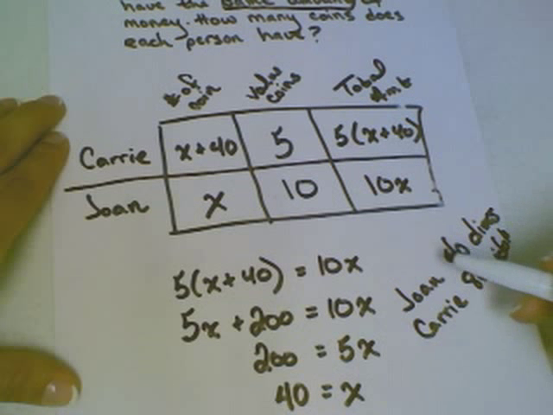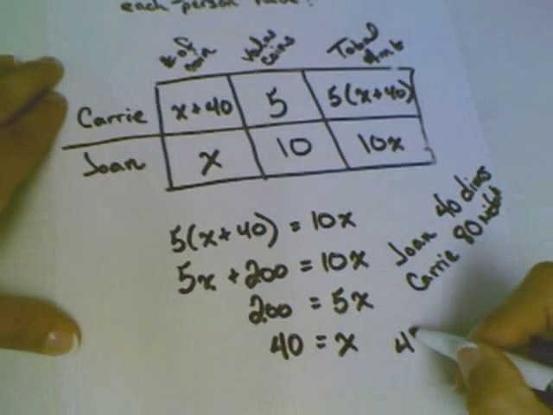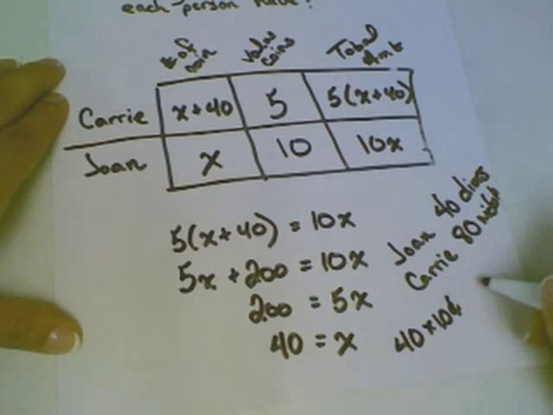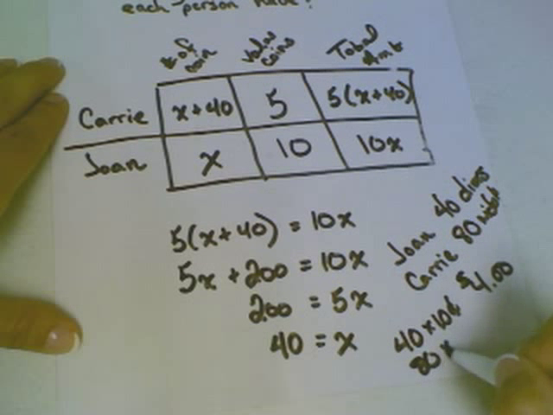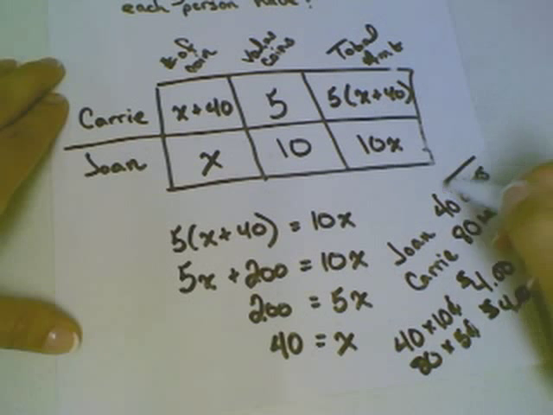And I can double check these because 40 dimes should be worth the exact same as 80 nickels. Well, 40 dimes times 10 cents is going to be $4. And 80 nickels times 5 cents is going to be, oh, look at that, $4.